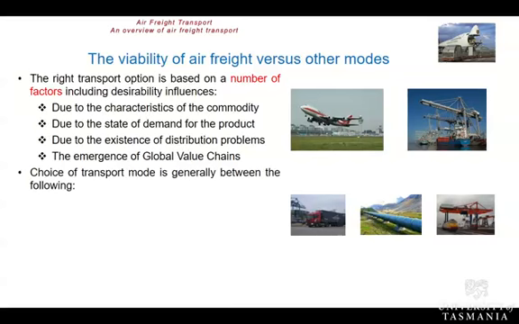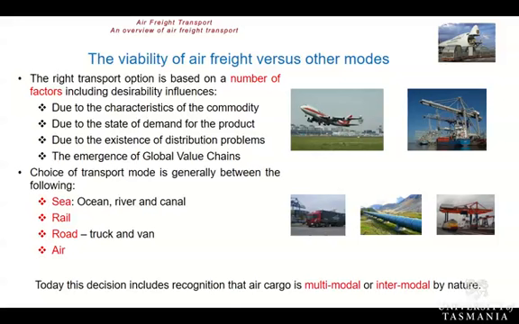So ultimately, that choice of transport mode is generally going to be, of course, between those four options, mindful that in many ways air transport is a multimodal type of product. It can't exist on its own, and in many ways you're actually looking for combinations between truck and air, rail and air, road and air, and sea and air.